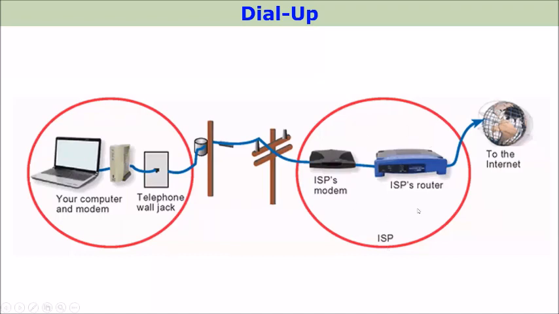On the right side, this circle is the internet service provider, ISP. The ISP has a modem and a router. This modem and router connect with the internet. In that way, things on the internet can get into your home. Right. Draw this diagram also in your books. Draw the diagram.